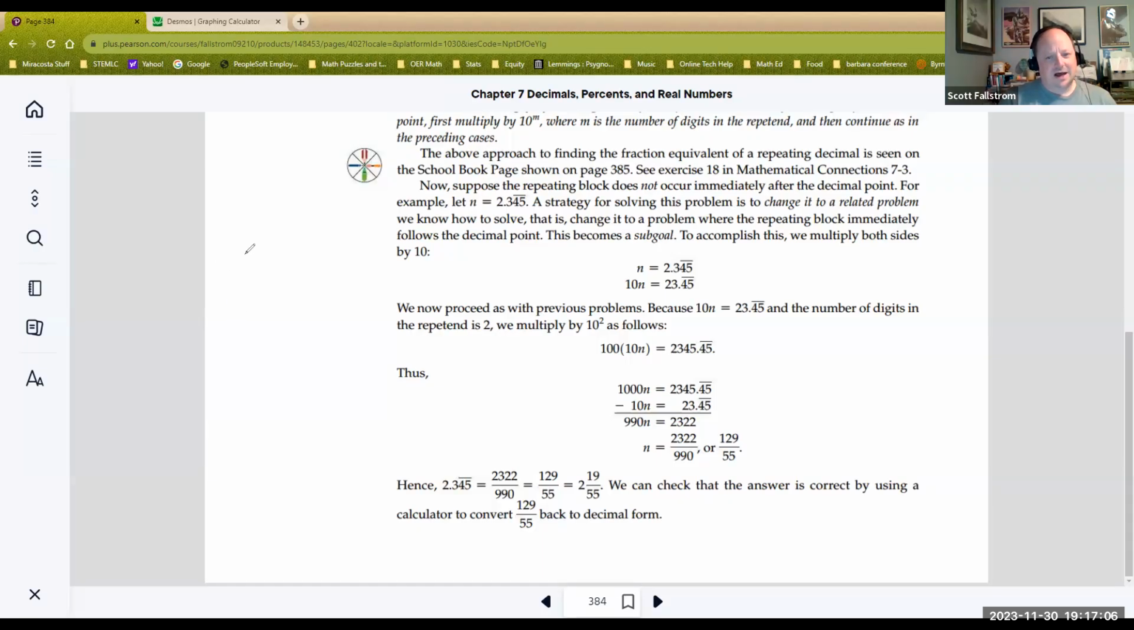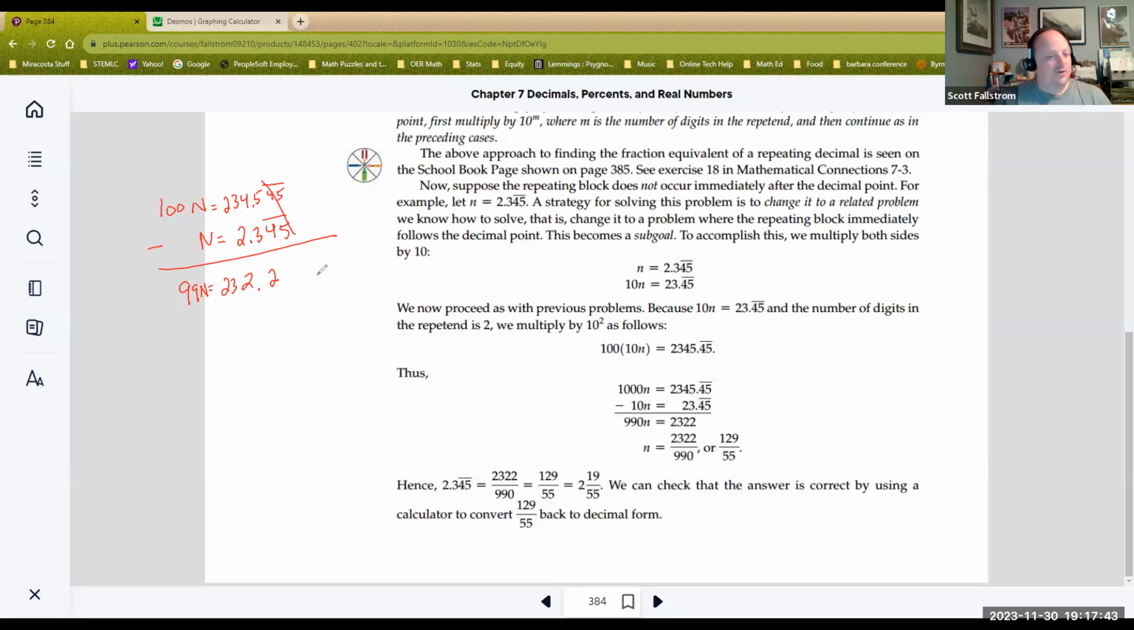Here's the approach that I would use. I would say n is equal to 2.345 repeating. I see a 2-digit repetend, so I would multiply by 100. So I would have 100n, and I move it over, so I'd have 234.545 forever. And then as I line them up, the 45s are going to go away. 5 minus 3 is a 2. 2 minus 2 is a 2. And I have 232. On this side, I get 100n minus n, which is 99n.